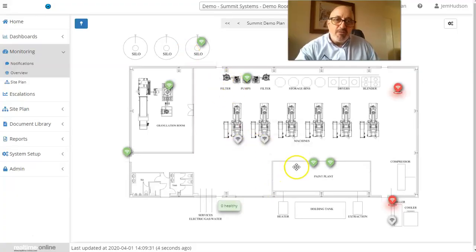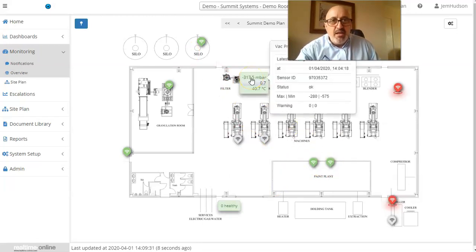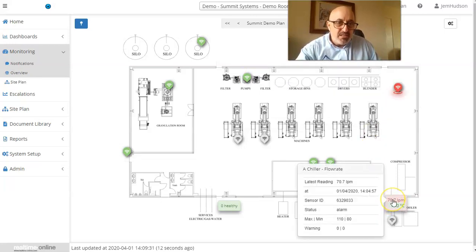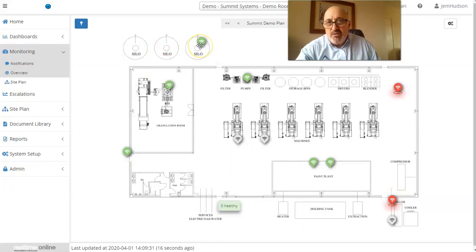Okay, here I've got some of the same information, some of the sensors I've placed on a site plan. Pressures here, vacuum pressures, temperatures, the flow rates, shutters, silo readings, and you've got full control of these dashboards once we get you up and running. We get your site maps up and place the sensor readings wherever you want them. It's a hugely flexible system.